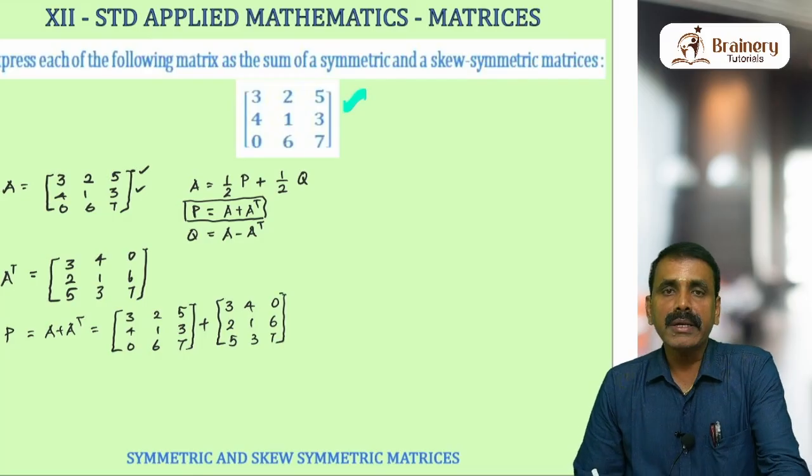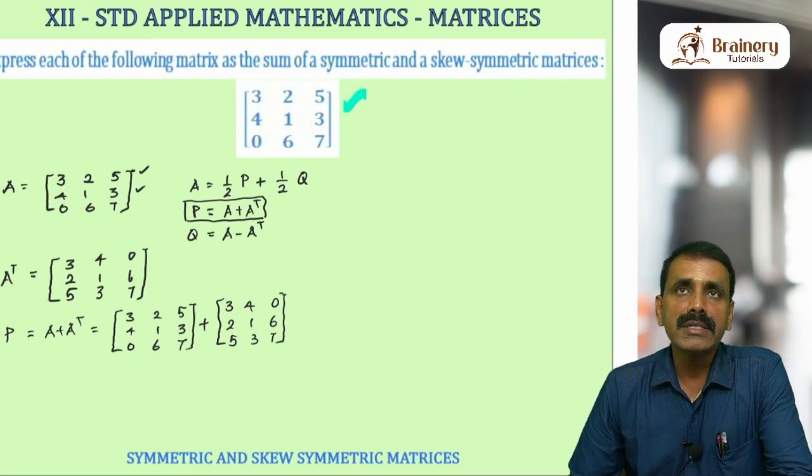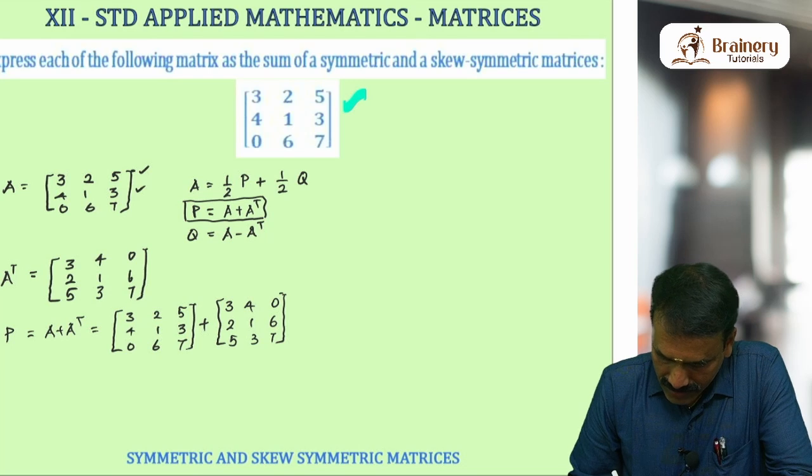So this is a 3 by 3 matrix. This is also a 3 by 3 matrix. We can find the sum. How to find the sum? Add the corresponding elements.